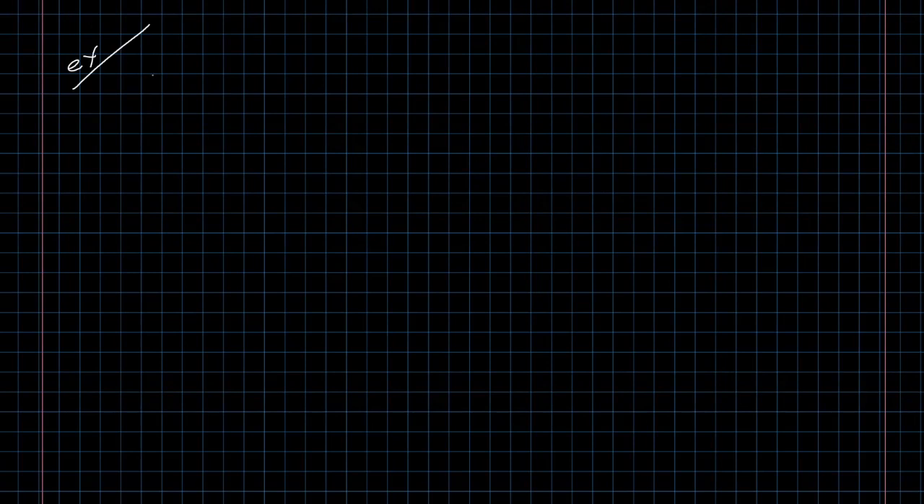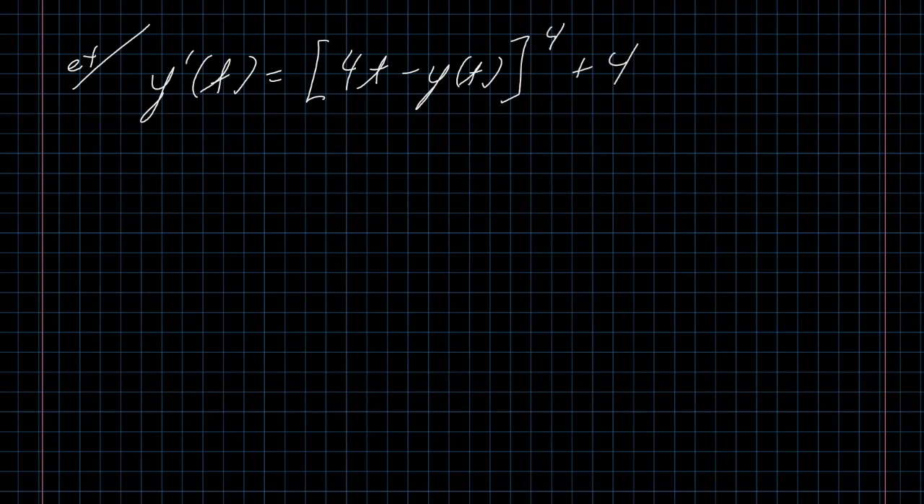Here's one I'd like you to try. Y prime of t is equal to 4t minus y of t all to the fourth power plus 4. Again, I don't necessarily expect you to come up with the substitution on your own, but this is one that I think is fairly obvious in hindsight. If we let u of t equal 4t minus y, this should clean up and become a lot easier to work with than what it was before.